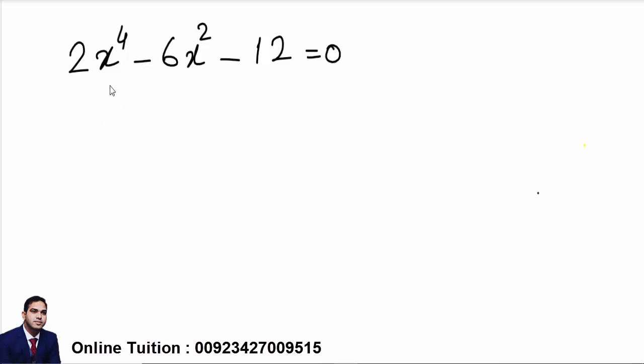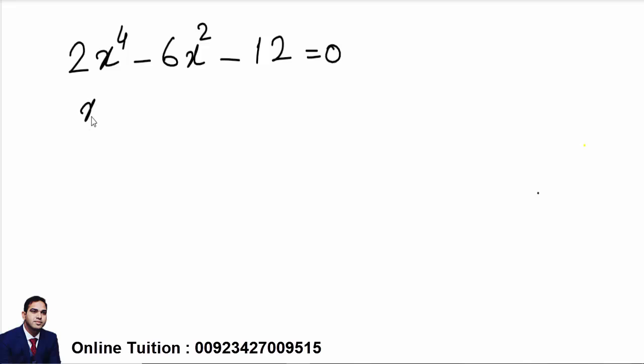In this video, I'm going to show you how to solve these kinds of polynomials. Here, the degree of x is 4: 2x to the power 4, negative 6x square, negative 12 is equal to 0. Look at this equation. This is divisible by 2, so I'm going to divide the whole equation by 2.